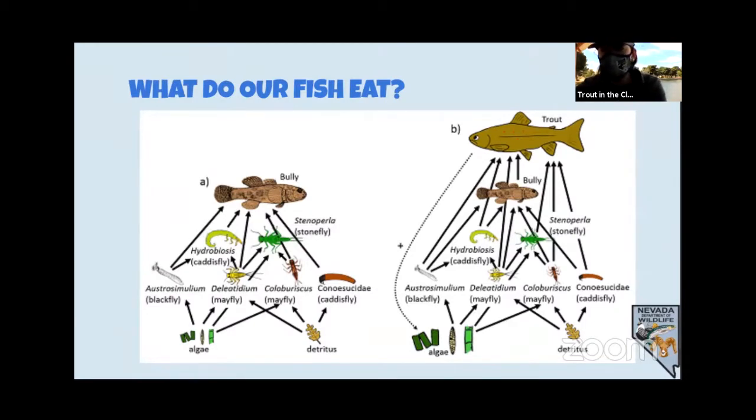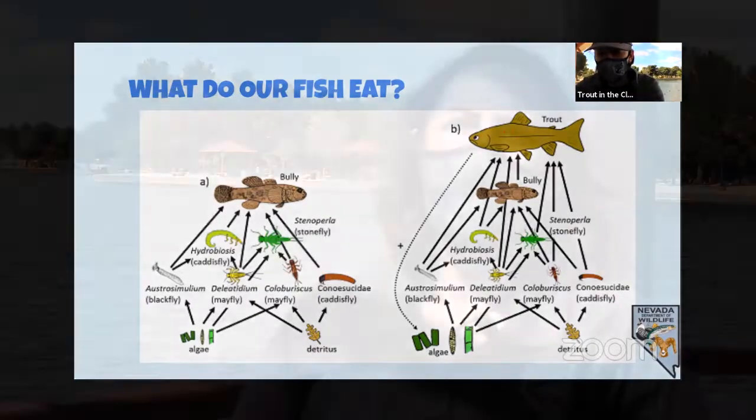On the right-hand side, we have our trout's food web, and we can see that it's eating both fish and some of these other organisms.